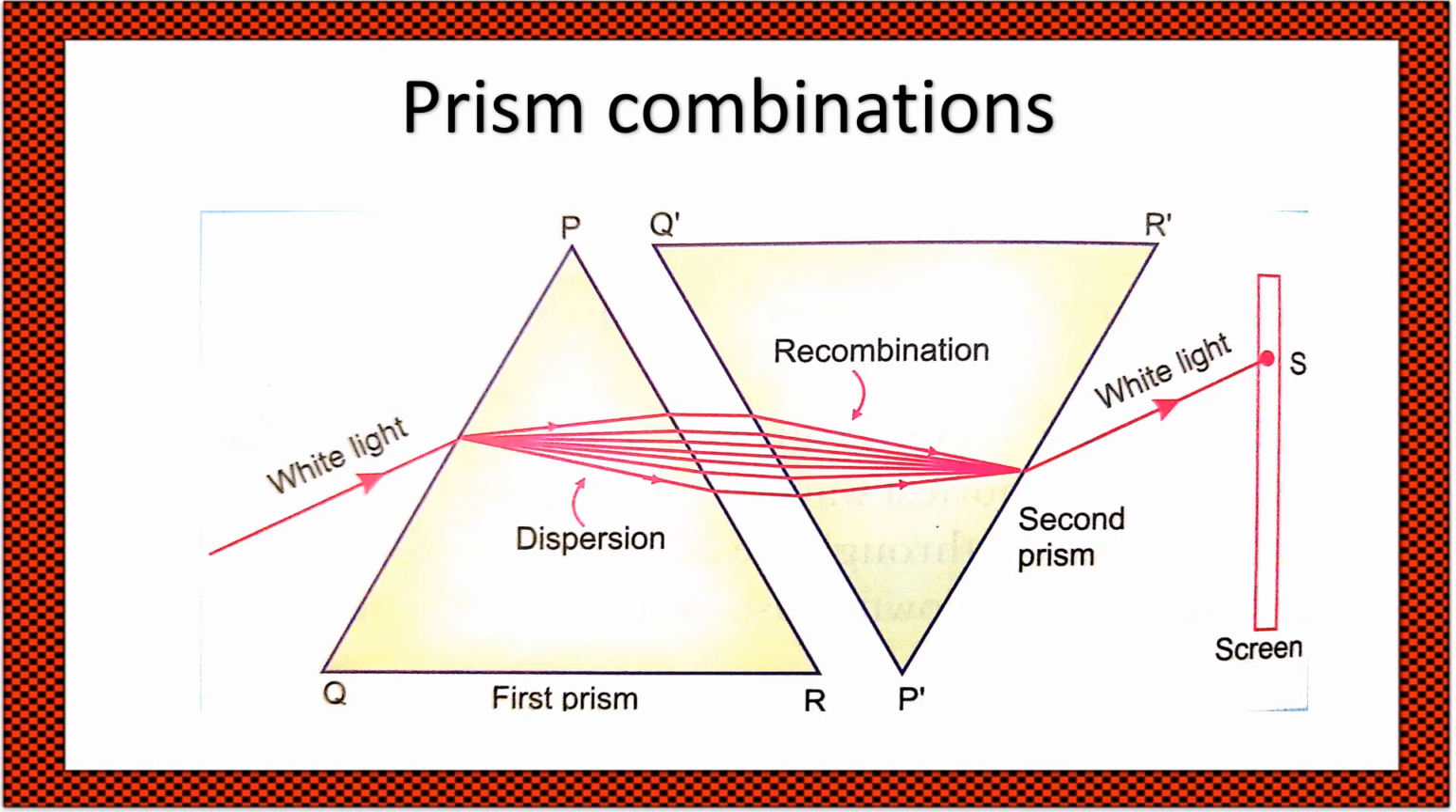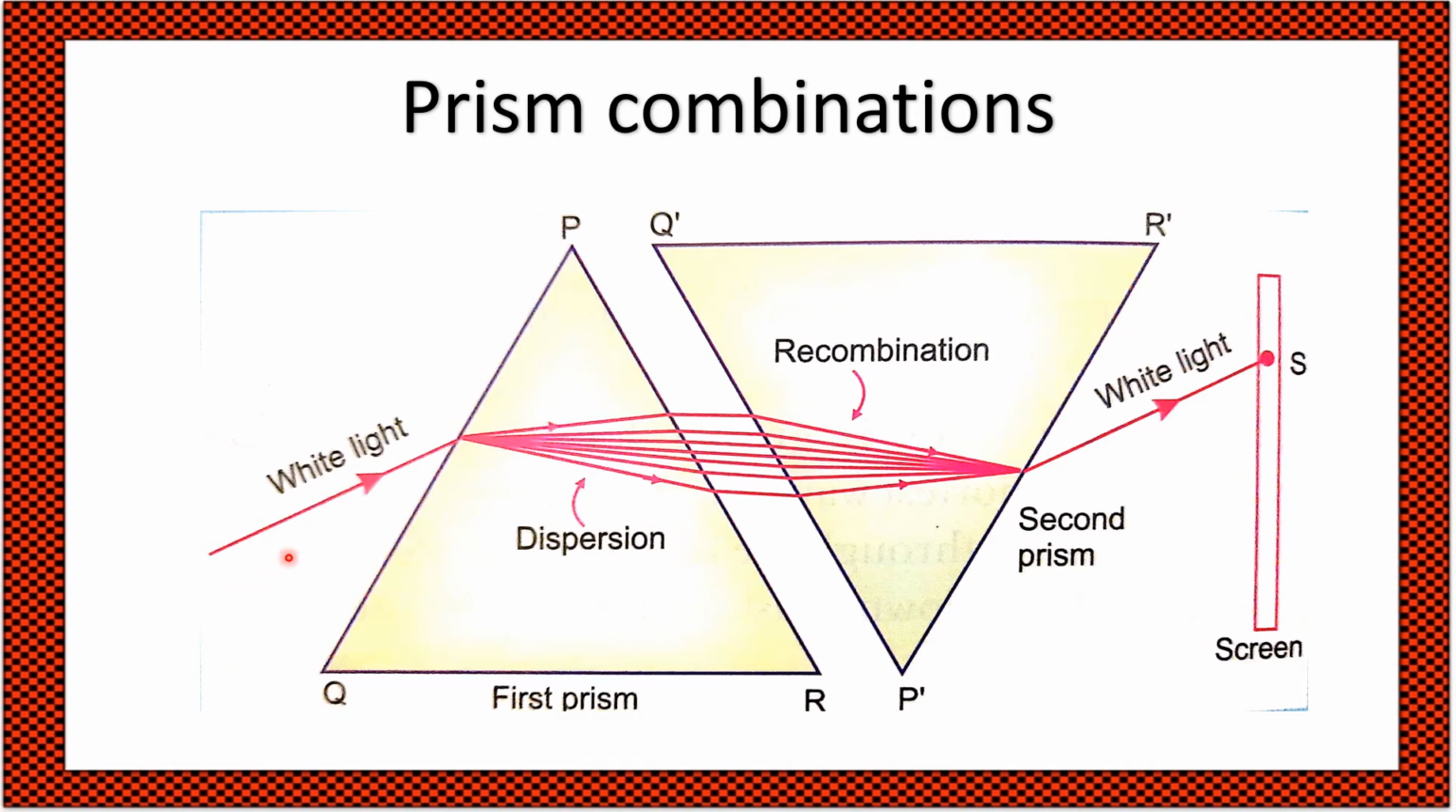Can we recombine these 7 colors to obtain white light? Now let us see here. Take 2 glass prisms of the same material and the same refracting angle. Keep the second prism upside down with respect to the first prism. See here, the second prism, that is P dash, Q dash, R dash, is kept upside down with respect to the first prism, that is P, Q, R.